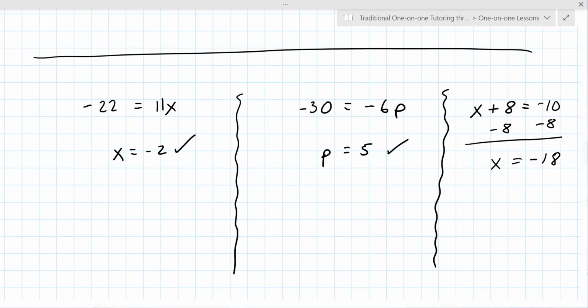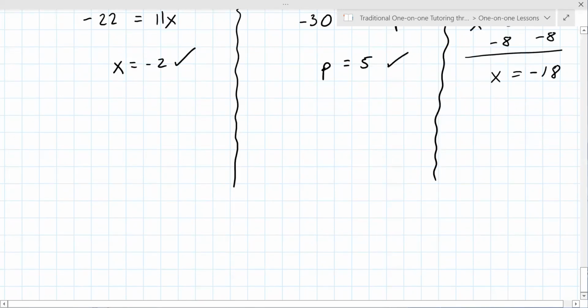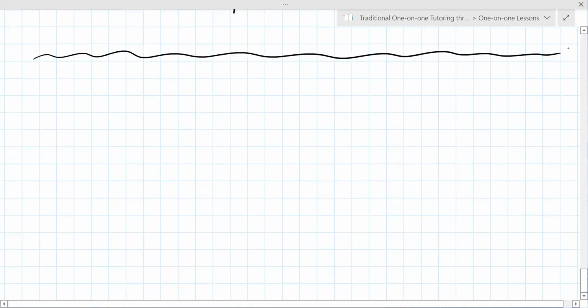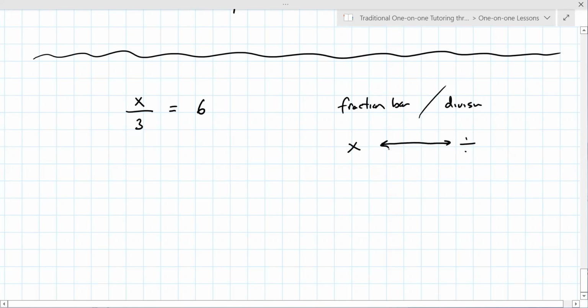Okay, so let's look at some division problems next. All right, so let's say I ask you x divided by 3 equals 6. Notice I'm using a fraction bar instead of a division sign, and that's what you're going to start seeing. So to undo division, you multiply, right? Yeah. Multiplication is undone by division, division's undone by multiplication.